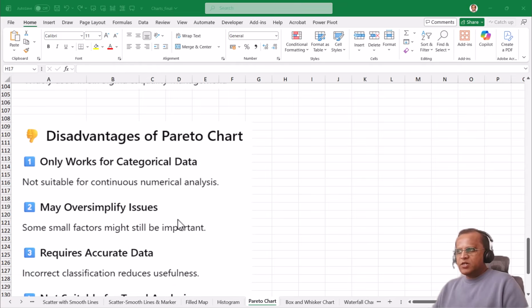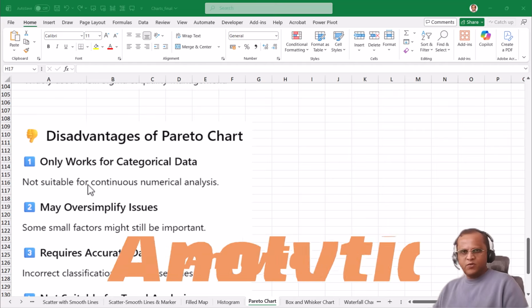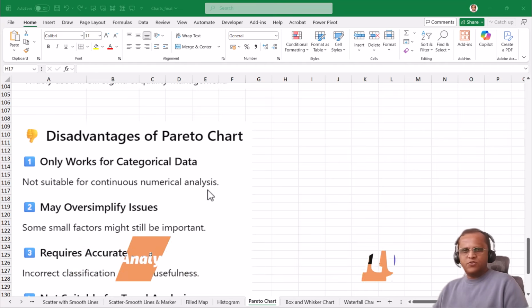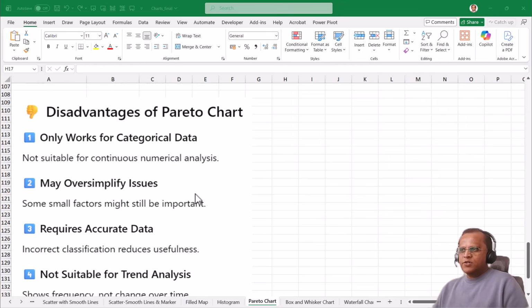Now, what are the disadvantages of the Pareto chart? First one, it only works with categorical data. We can focus only on the categorical variable, but we cannot use continuous numerical values. It may oversimplify the issues. Some small factors might still be important. Sometimes we focus on the major issues, but many times we are not able to see the small issues. Sometimes the small issues are also important for us. So that is totally ignored in the Pareto chart.